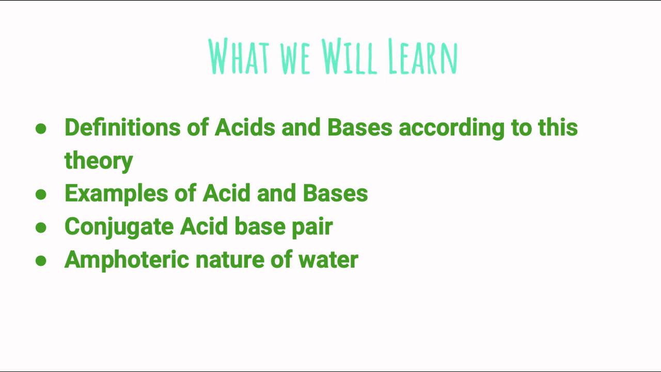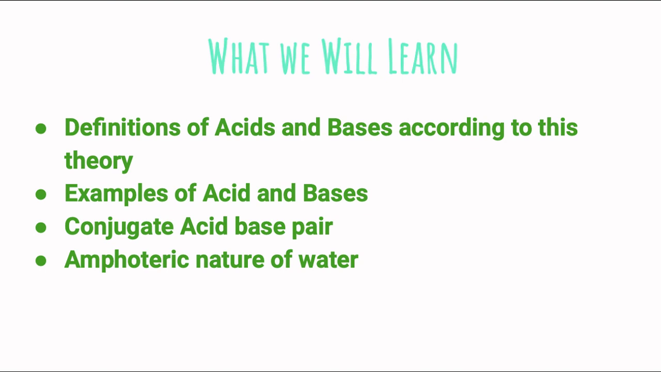Students, in the last video we studied the Arrhenius theory of acids and bases, and there are some drawbacks of the Arrhenius theory. Therefore, to overcome these drawbacks, Bronsted and Lowry, these two scientists, gave the theory which is called the Bronsted-Lowry theory of acids and bases.